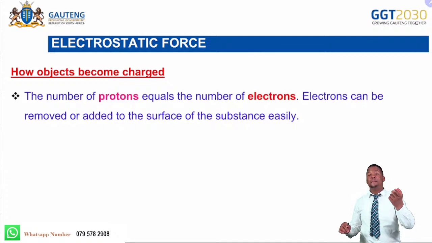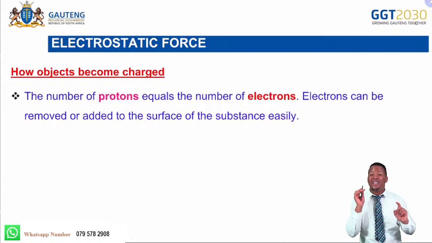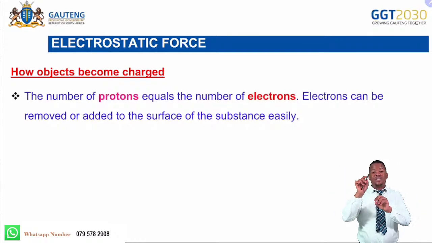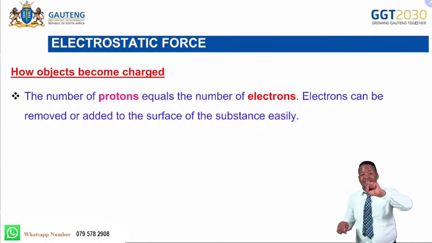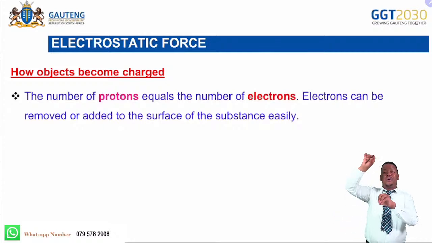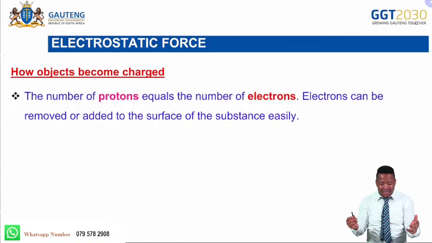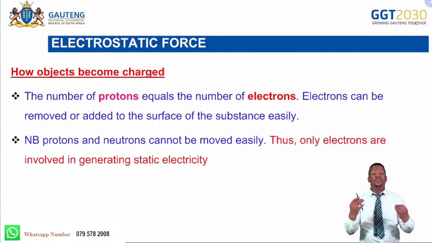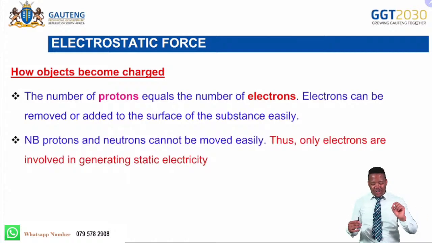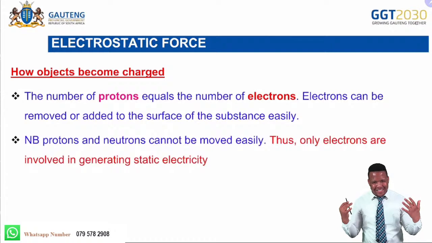Electrons can be removed. Electrons can move around easily because they are outside the nucleus. As for protons and neutrons, they are inside the nucleus, held by a structure. However, electrons are on the outer side of the nucleus, that's why it's easy for them to move. Note please, protons and neutrons cannot be easily moved. Thus, only electrons are involved in generating static electricity.